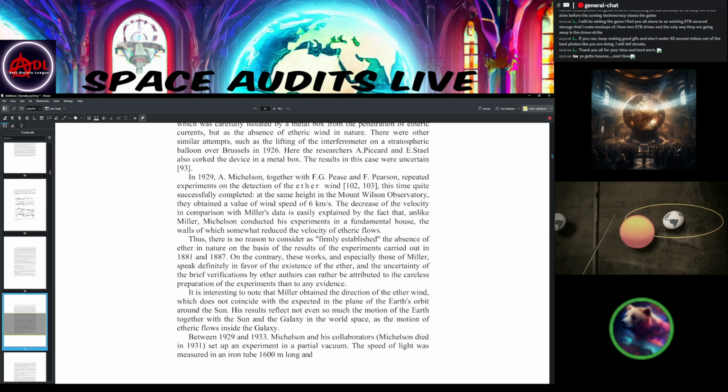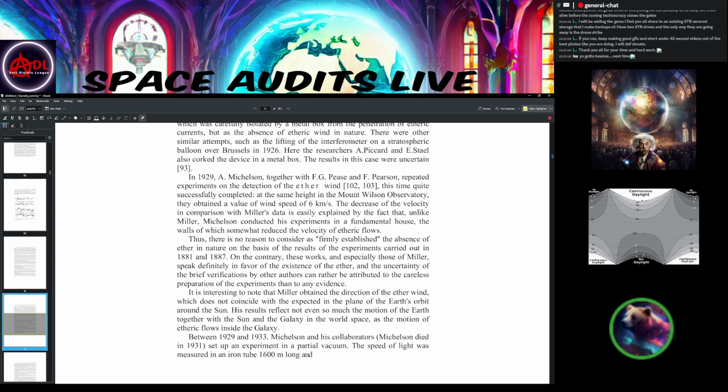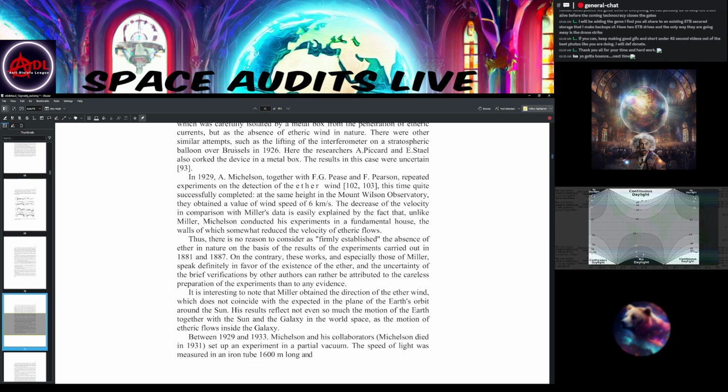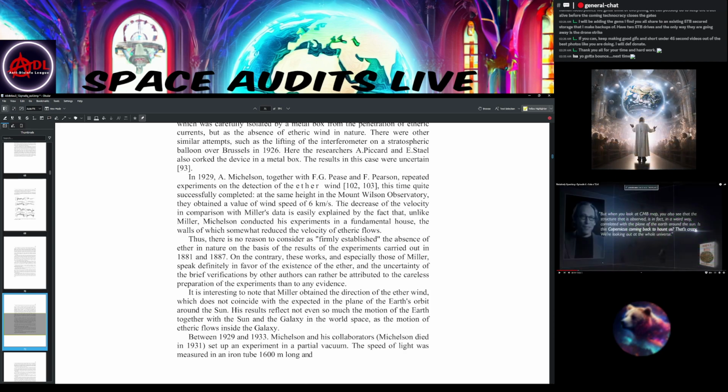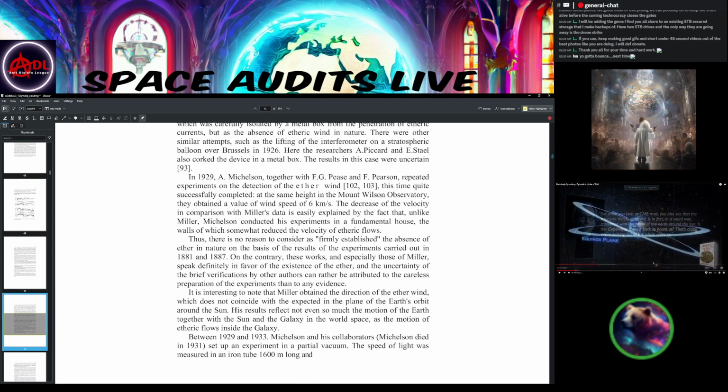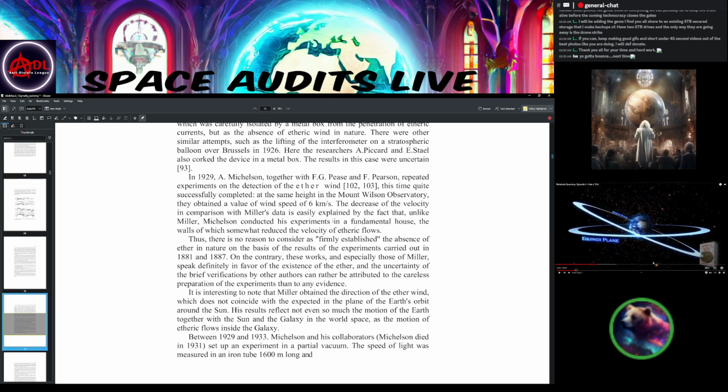In 1929, A. Michelson, together with J. Pease and F. Pearson, repeated the experiment of the detection of the ether wind, citations 102 and 103, this time quite successfully, completed at the height of the Mount Wilson Observatory. They attained a value of 6 kilometers a second. The decrease of the velocity in comparison to Miller's data is easily explained by the fact that, unlike Miller, Michelson conducted his experiments in a fundamental house, the walls of which reduced the velocity of the ether flow.